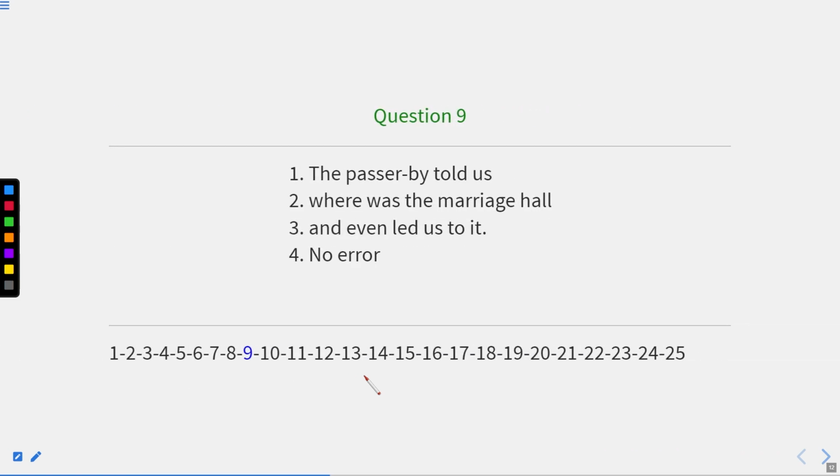This is question number 9. The passerby told us where was the marriage hall. Now, "where was the marriage hall" is exactly the structure of a question. In this sentence, we are talking about indirect speech, and in case of indirect speech, we make the structure of interrogative into assertive. It means first we write the subject and then the verb. So where the marriage hall was. Here the marriage hall is the subject and was is the verb or the auxiliary. So here the correct sentence will be second, that is where the marriage hall was. Now let us move to the next one.